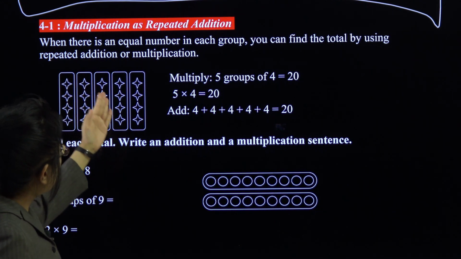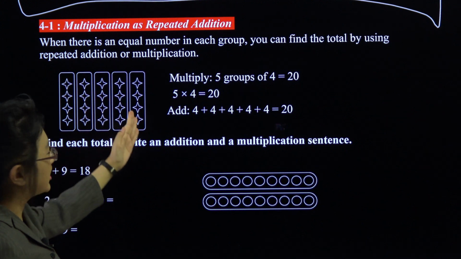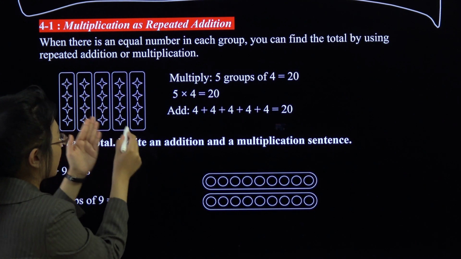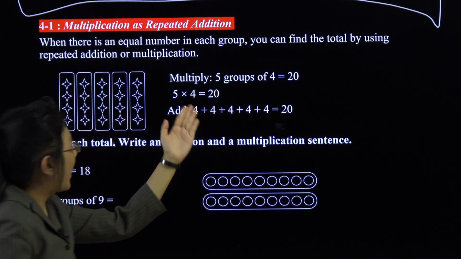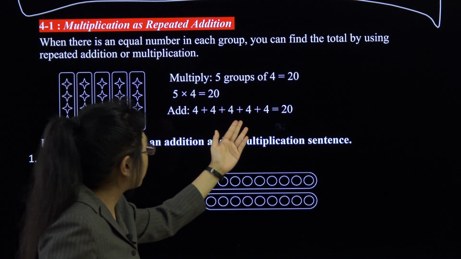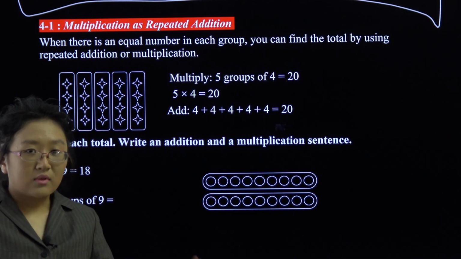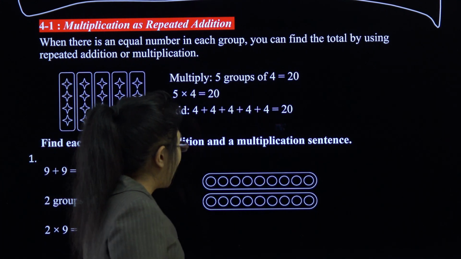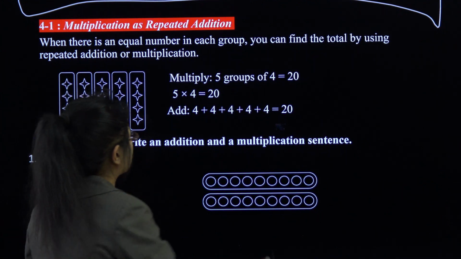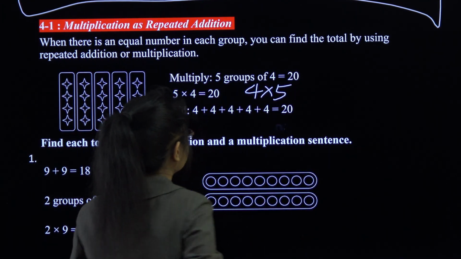When there is an equal number in each group, you can find the total by using repeated addition or multiplication. For example, over here we have 5 groups of 4, which is equal to 20. 5 times 4 is equal to 20. 4 plus 4 plus 4 plus 4 plus 4 is equal to 20. Now, something that I would like to tell you is that the commutative property of addition also applies to multiplication, which means that 5 times 4 is equal to 4 times 5.